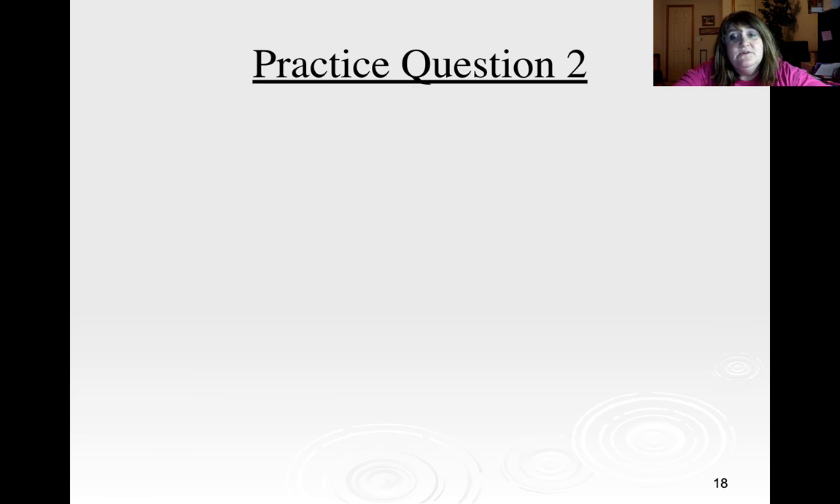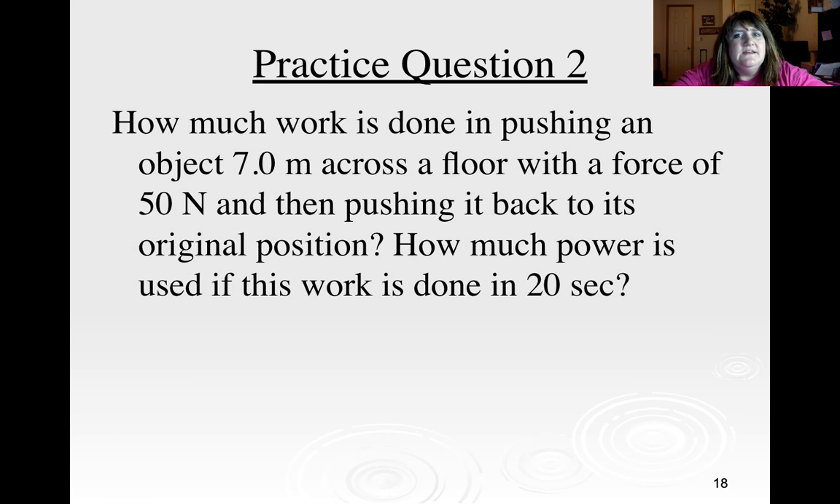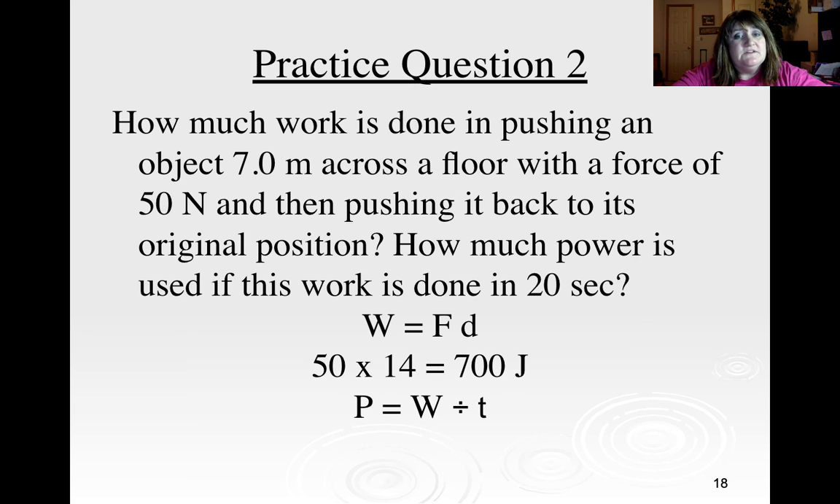Practice question 2. How much work is done in pushing an object 7 meters across a floor with a force of 50 newtons and then pushing it back to its original position? And then, how much power is used if that work is done in 20 seconds? So remember that work is force times distance. The force here is 50. The distance is 14 because you have to go there and back. That gives you work of 700 joules. Power is work divided by time. 700 divided by 20 is 35 watts of power.